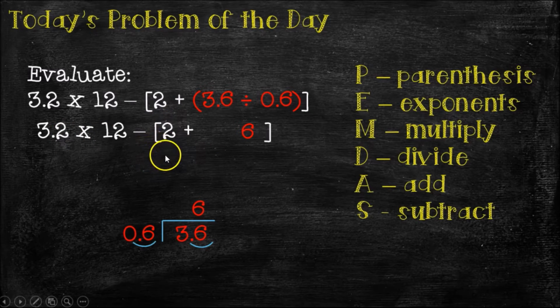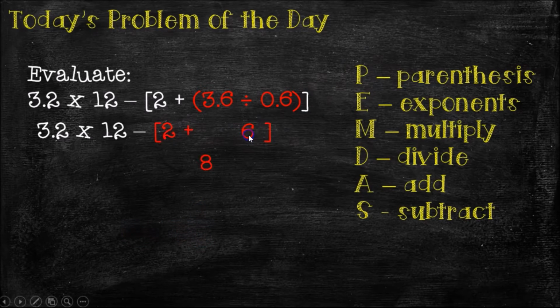Now we need to decide, what do we do next? Well, we have another pair of brackets, which is parentheses, so obviously we do that first. So 2 plus 6 is 8, and then we'll just bring down the rest of the expression. So now we need to decide, are we going to multiply first or are we going to subtract? We're done with our parentheses. We don't have any exponents, but we will multiply next. So 3 2/10 times 12 is 38 4/10, and then we'll just bring down the rest of the expression.